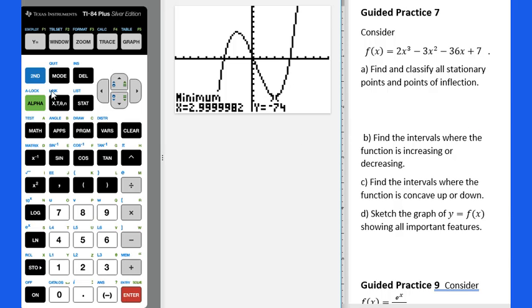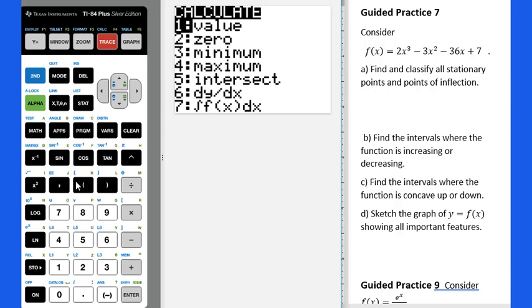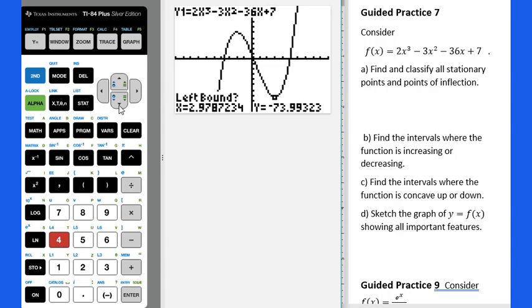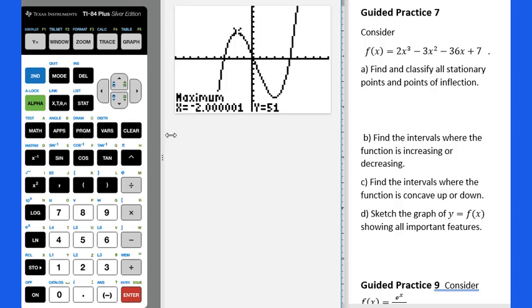For the maximum point, second trace, we go to 4. Left bound, that means on the left side of this maximum point, enter. Then right bound, enter. So you get a negative 251.